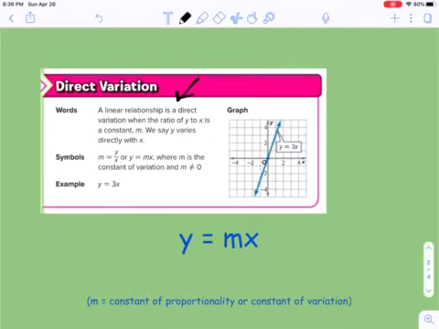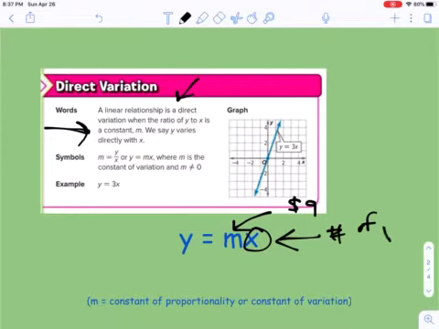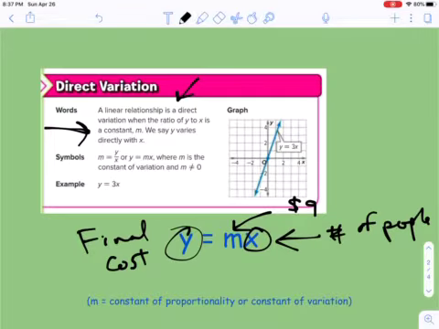Direct variation is when the ratio of y to x is a constant, so that's the rate we're talking about. And we say y varies directly with x. In the example I gave you, my m, the constant of variation, would have been the cost of the ticket, so that would have been the $9. The x would have been the number of people going, and the y would be your final cost, how much it costs. So nothing too complicated.